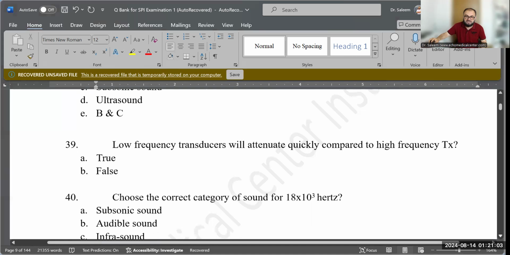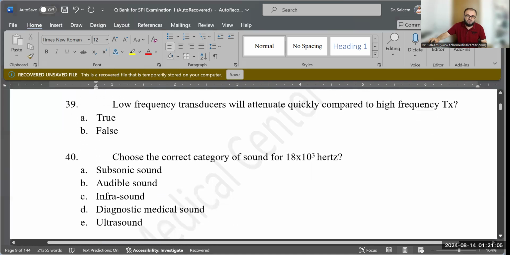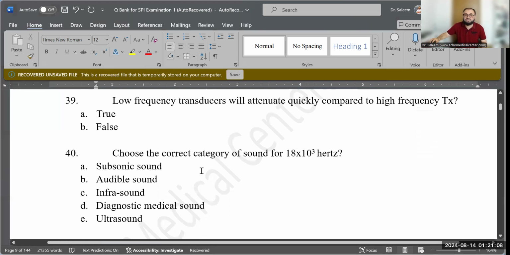Last question, but not least. This question says, choose the correct category of the sound for 18 times 10 to the power of 3 hertz. Let me give you a hint, something which can help you. 10 to the power of 3 is 1000. So 18 times 1000. Which one will be the correct answer? Subsonic sound, audible sound, infrasound, diagnostic medical ultrasound, or just ultrasound? From the categories I just told you earlier.